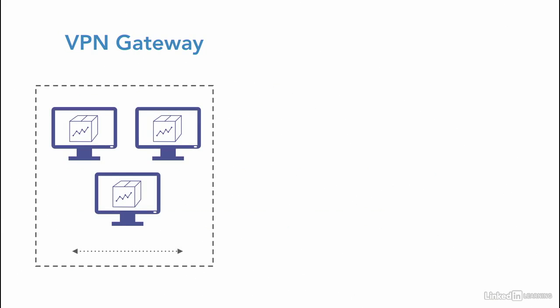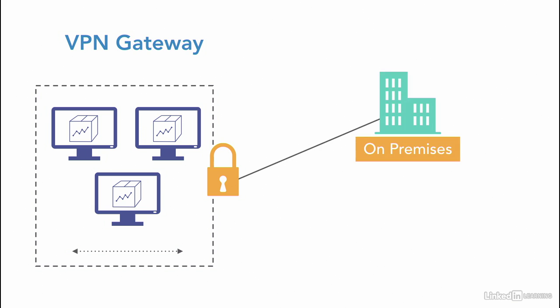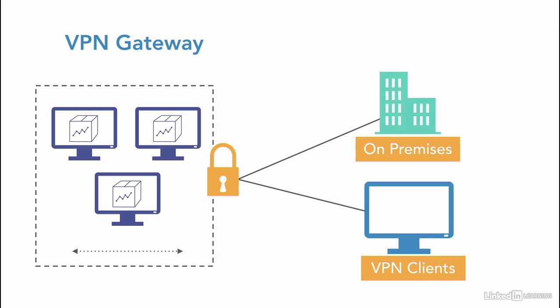In this very simplistic VPN gateway example, we can see our virtual network, which has our virtual machines as our resources in this example. We have our VPN gateway. Our VPN gateway will connect to our on-premises environment as well as allow our VPN clients to access our resources within Azure. Another critical component of Azure networking is the Azure Load Balancer.